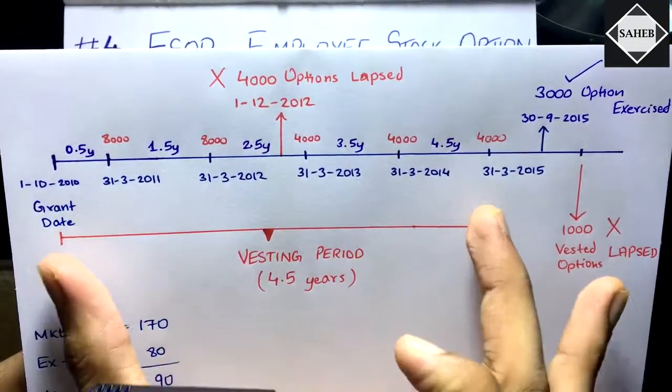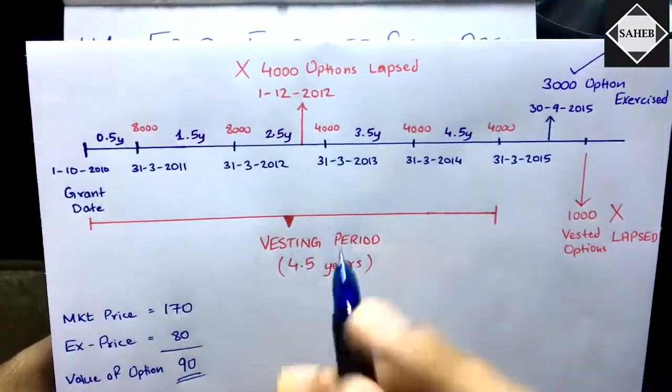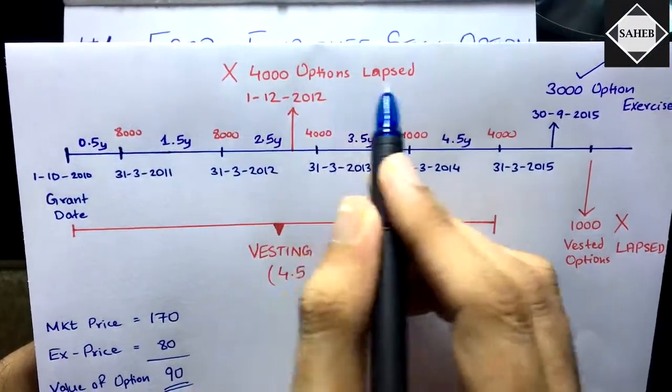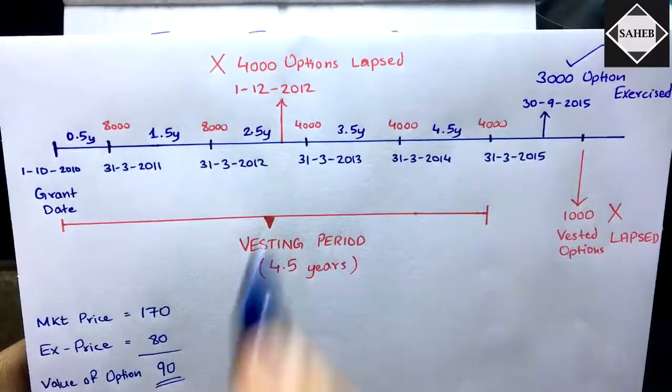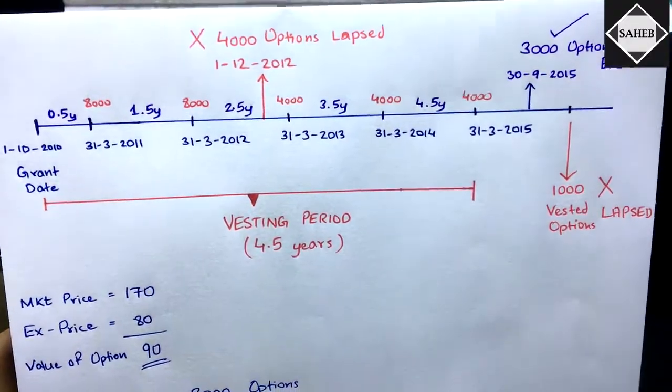So in total it is 4.5 years. Yes. And then in the second year, what has happened? In the second year, 4,000 options have lapsed, right? So you have to properly take that into account. Yes. So now let's solve the problem.